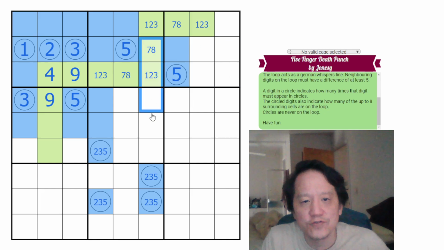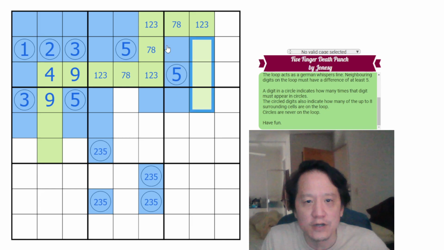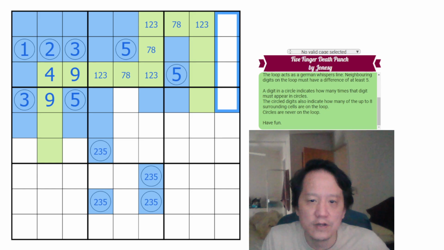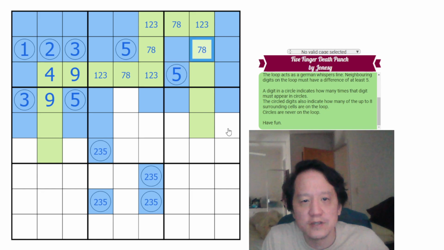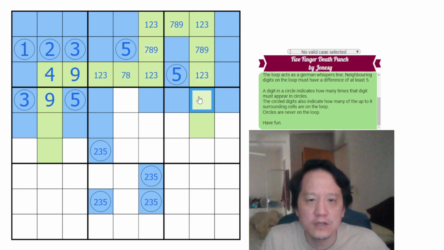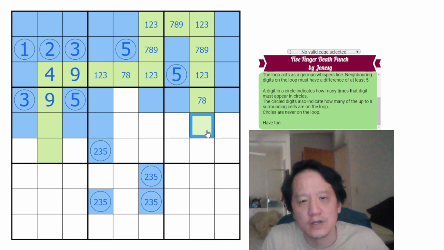This has to touch 5. None of these can touch. So these are out. So it has to go down here. So then these 3 are valid. So none of these can be online. This has to go here. So we have 7, 8, 9. Oh, this could be 7, 8, 9. This could be 7, 8, 9. 1, 2, 3, 7, 8, 9. Can't be 9. 1, 2, or 3.